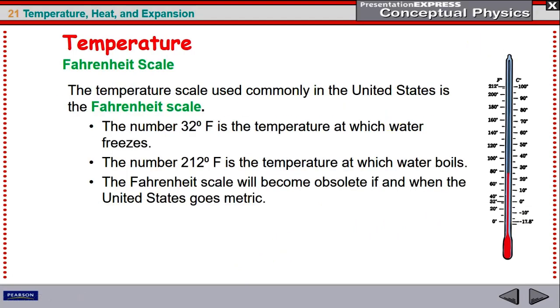The other scale is called the Fahrenheit scale. Now, the Fahrenheit scale is not commonly used except in the United States of America. The number 32 in Fahrenheit corresponds to 0 degrees in the Celsius scale, while 212 degrees Fahrenheit corresponds to 100 degrees Celsius.